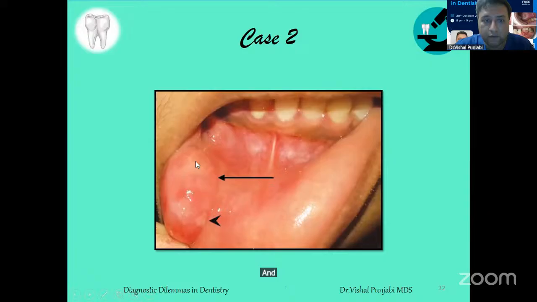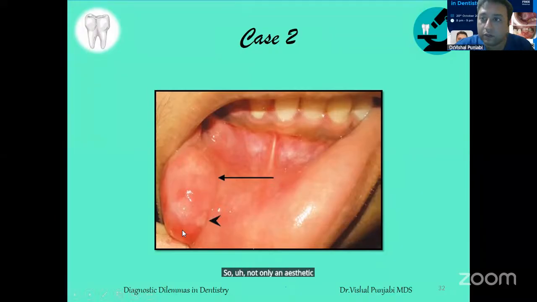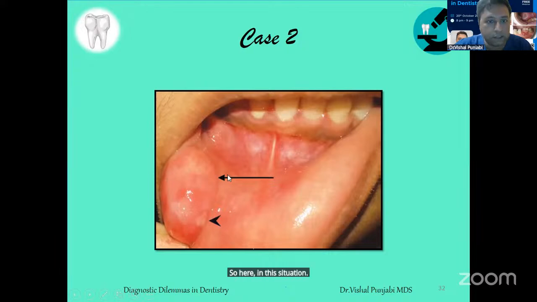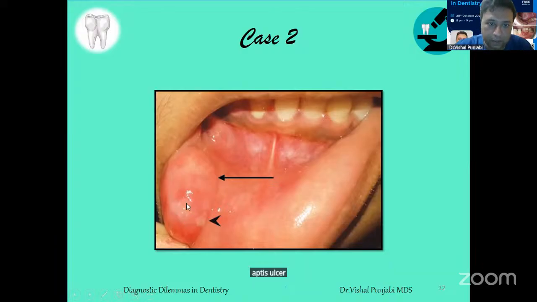And gradually it had increased in its size. So in the next 1 or 2 years, it grew up to this size, and then it became concerning to the patient. Again, being a female, it was even an aesthetic concern. So not only an aesthetic, but they even got scared that could it be a cancer. So in this situation the patient had approached here, and what we saw was this particular growth on the right side of the lower labial mucosa. We could even observe some areas with aphthous ulceration on top of this particular lesion.